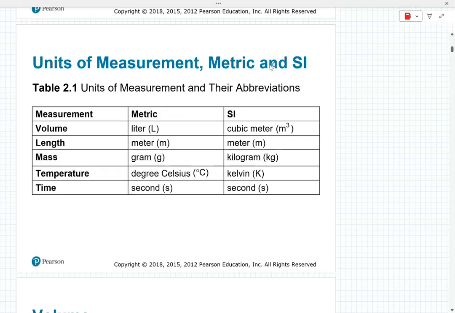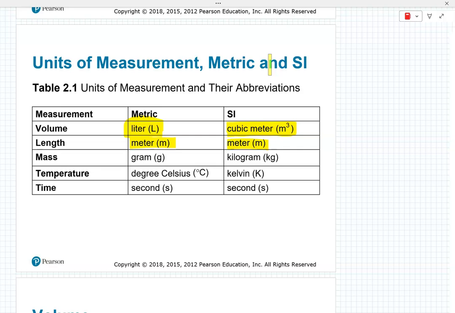So in the metric system, the key unit for volume is 1 liter. In the international system, it's a cubic meter. These units, although they are different, are all connected. Just as an example, 1,000 liters comprise 1 cubic meter. Okay? Well, length matches.